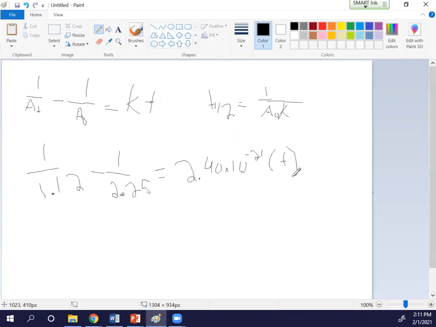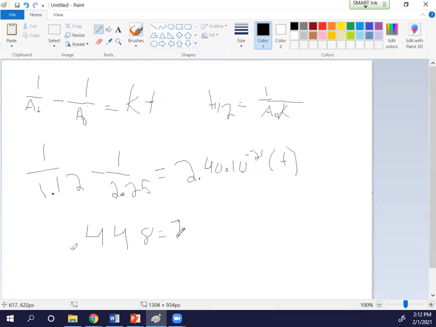All right, so I need some math done for me. I need this side simplified: 1 over 1.12 minus 1 over 2.25. That is not equal to 1/2. That's a very common mistake. I'm waiting on my math. You have a calculator. Let's go. What's this left side simplified down into? 0.448.